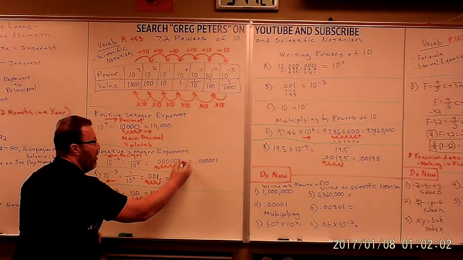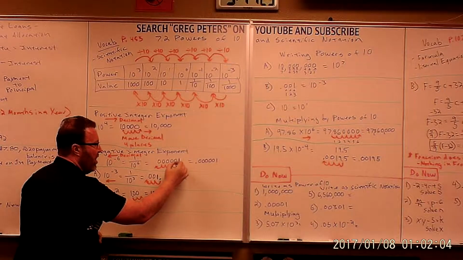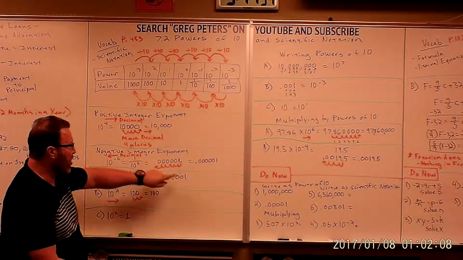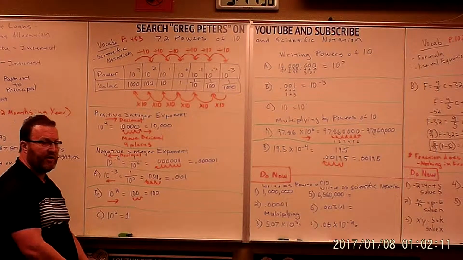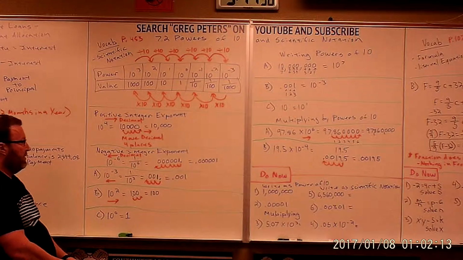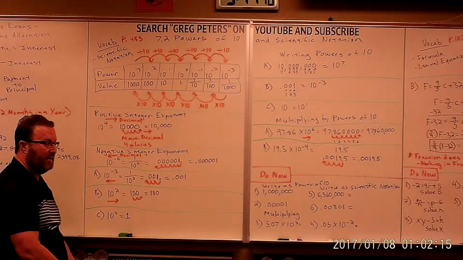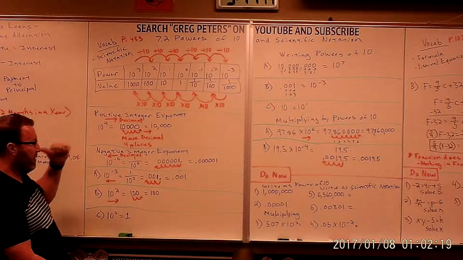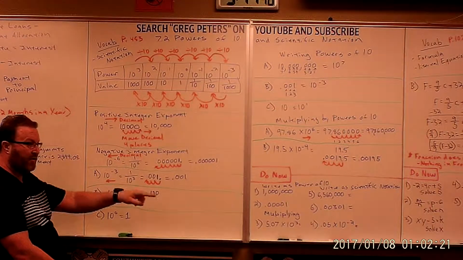Yes. So from this decimal place, we're going to count 6. 1, 2, 3, 4, 5, 6. This is where my new decimal place goes. Here's my final answer. Any questions? Yeah, 6 of them to be exact. Okay, moving on. Now notice, negative, go this direction. Positive, go to the right.